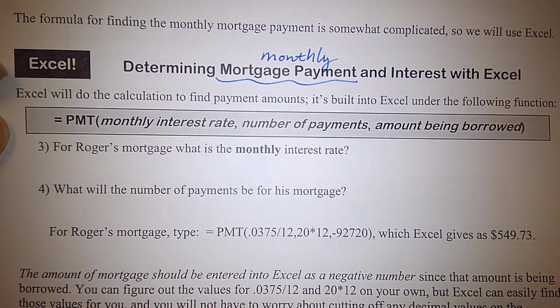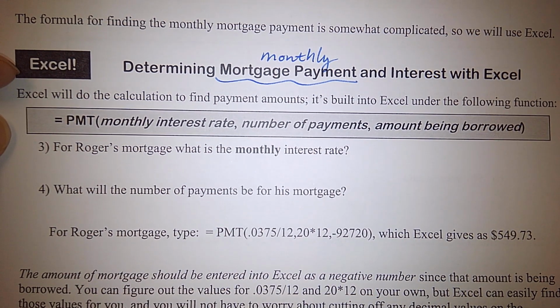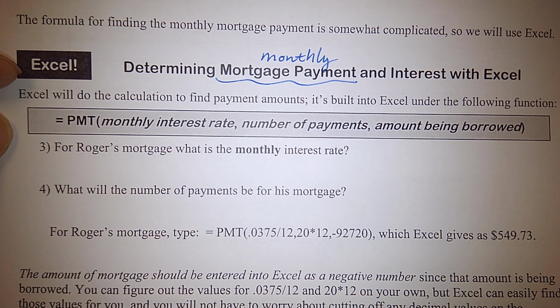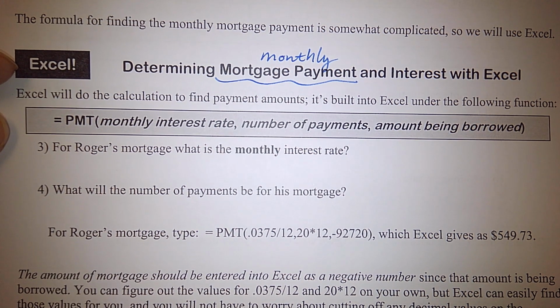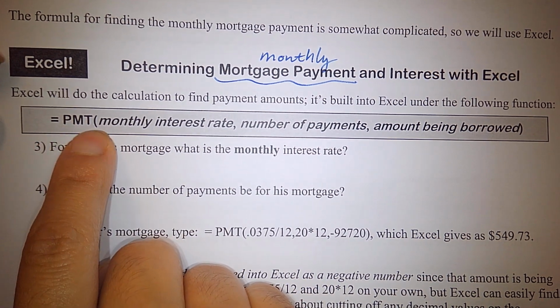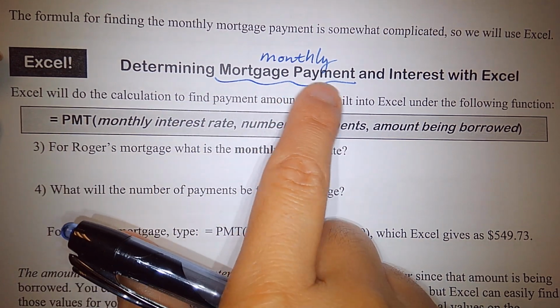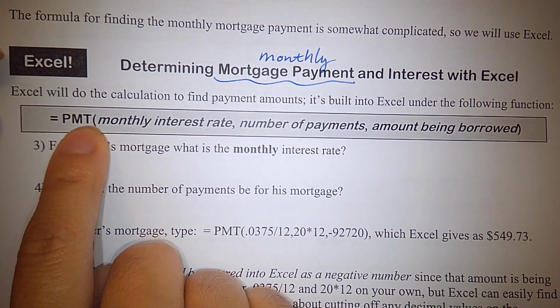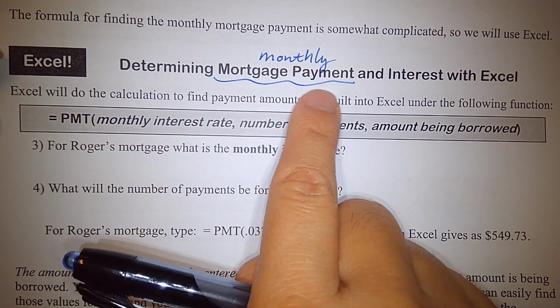Okay, thanks. How to compute the monthly payment? We cannot do it manually. It's calculated in Excel by using this function called the PMT function. What does PMT mean? Payment, yes, you're right. Payment means monthly payment.